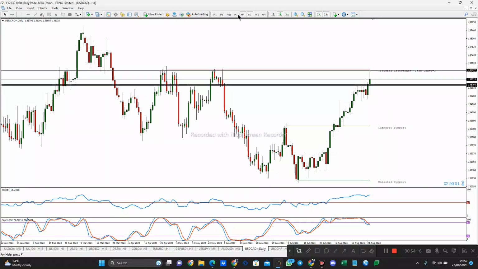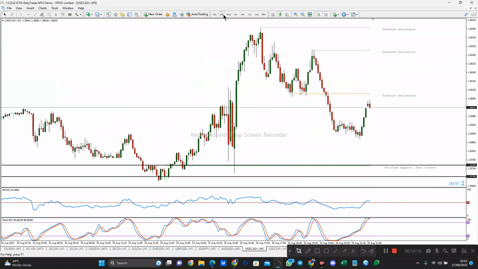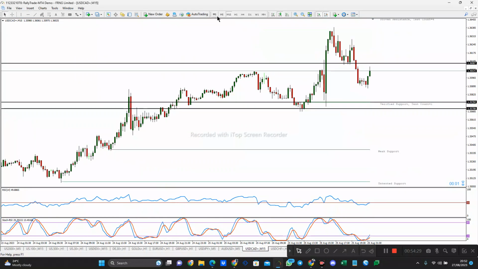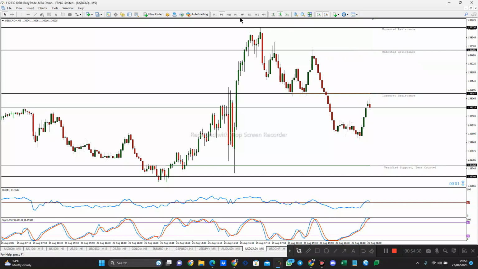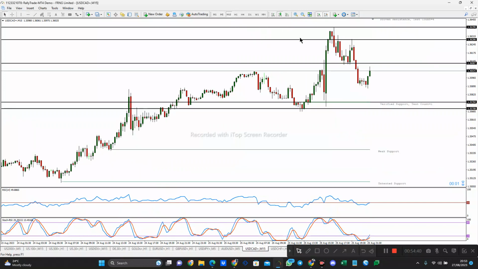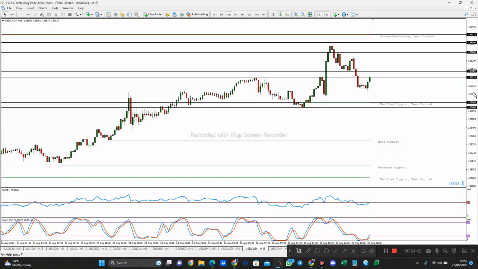I don't like drawing too many of them. Okay, so on 5 minutes you have one here. I think I have another here, and another one here. This will be resistance, like take profit levels and stuff.